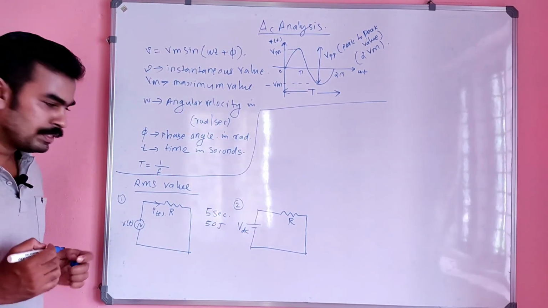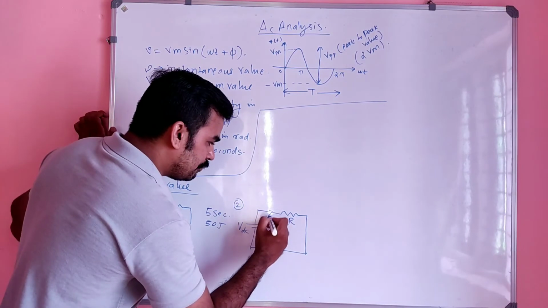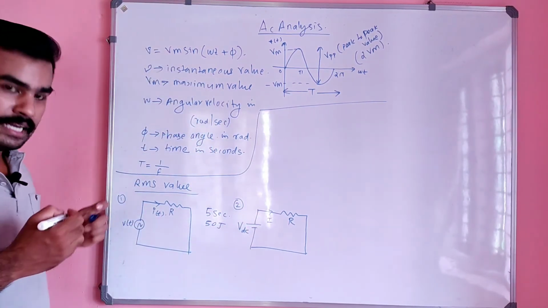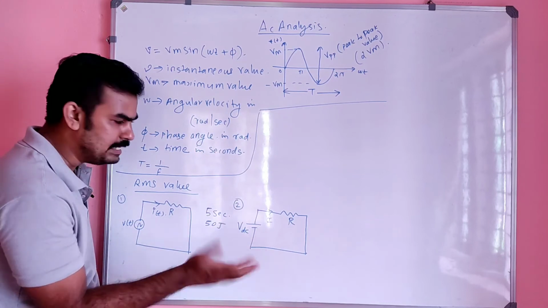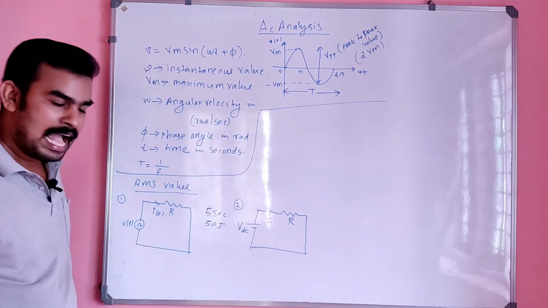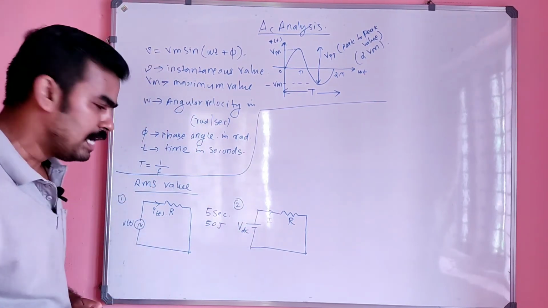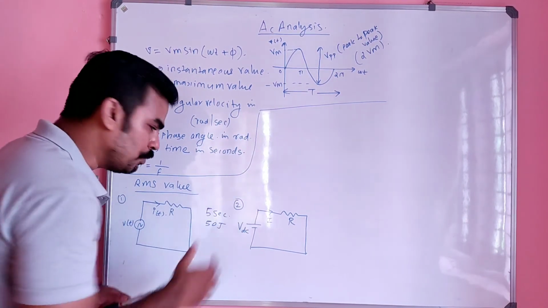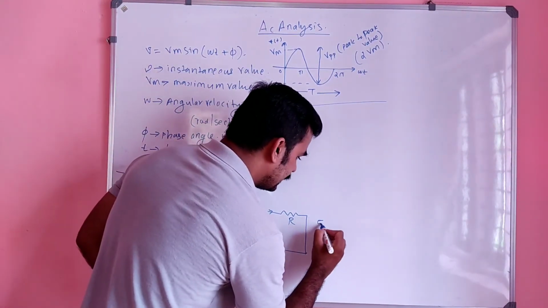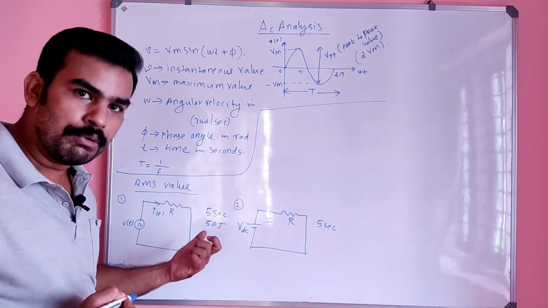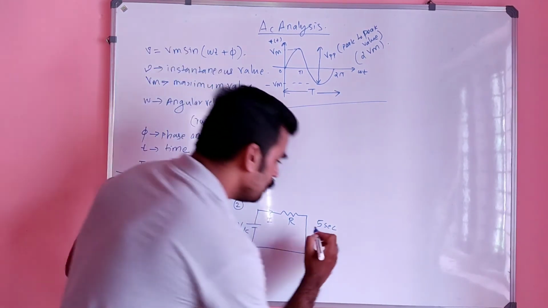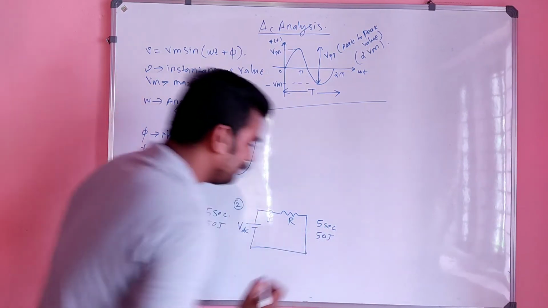VDC. And there is a flow of current I, capital I, because it is DC, and the voltage is simply V or VDC, and R. And for the next circuit, I also observed this circuit for 5 seconds and observed the circuit until 50 joule was produced.